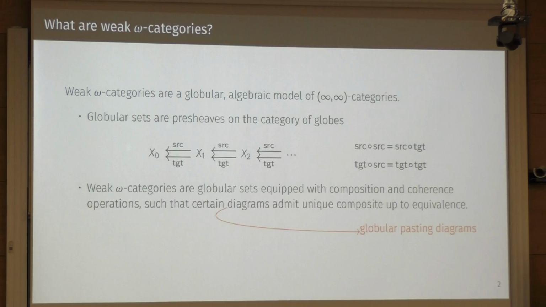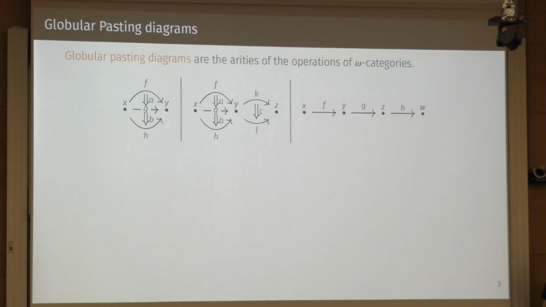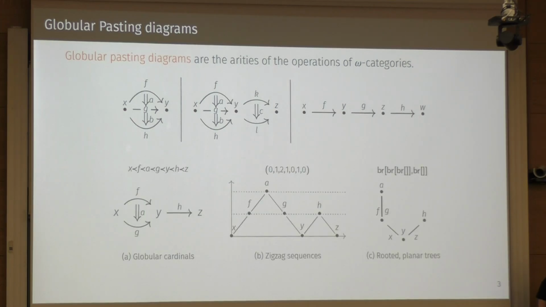And those diagrams we will call globular pasting diagrams and see in a bit more detail in a moment. So what are they? They are certain globular sets that satisfy some type of direct contractibility, I guess. But those are the diagrams that admit a unique composite in strict omega categories. And they can be parameterized in different ways. They are known as globular cardinals, as zigzag sequences, or rooted planar trees. And here you can see in those pictures how to move between them. I'll get to that in a moment again.